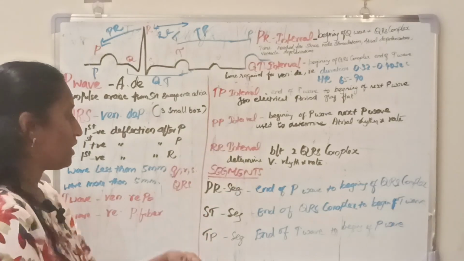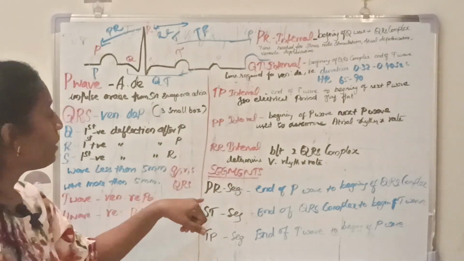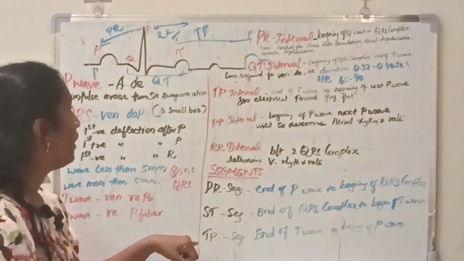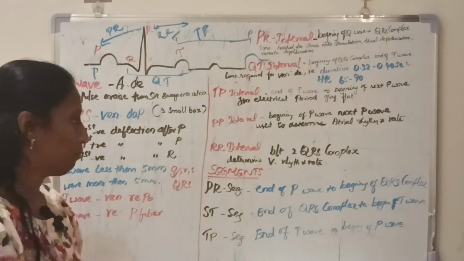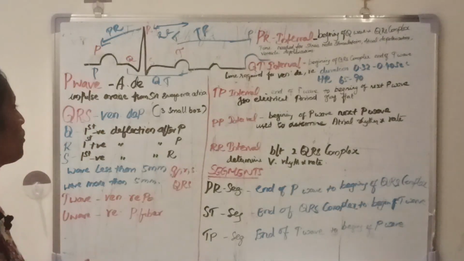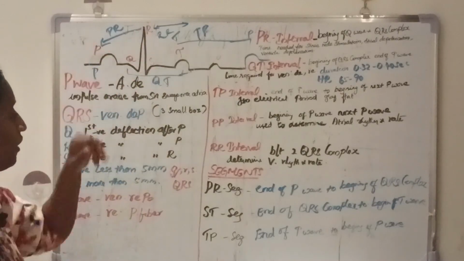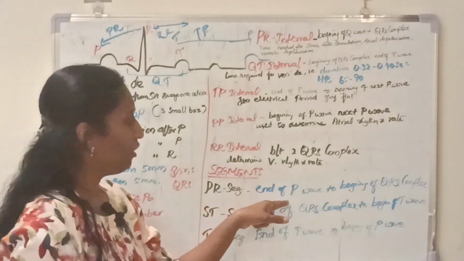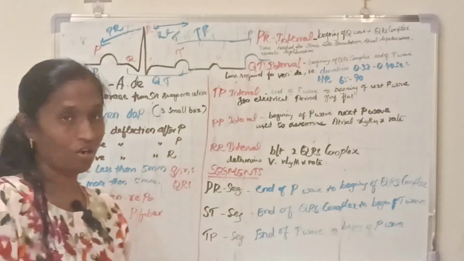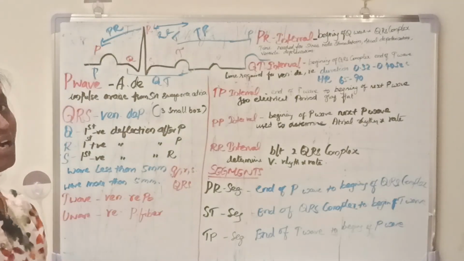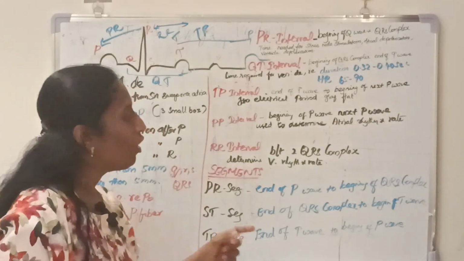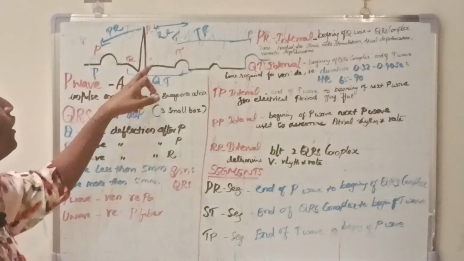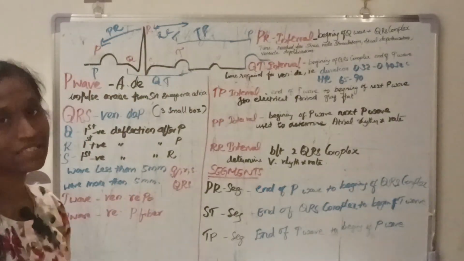The next is segments. The segments are the PR segment, the ST segment, and the TP segment. This is the PR segment: the end of the P wave and the beginning of the QRS complex. The ST segment is the end of the QRS complex and the beginning of the T wave.